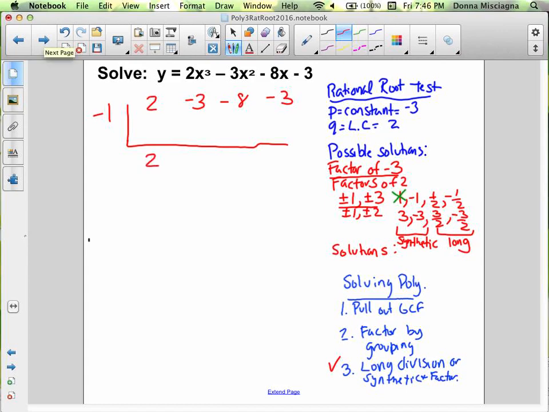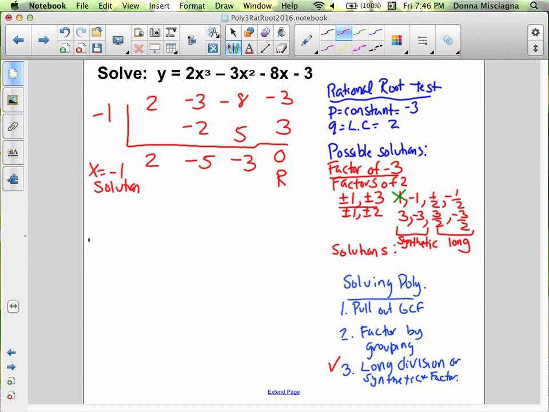All right, bring down the 2. 2 times -1 is -2. Add, we get -5. -5 times -1 is +5. Add, we get -3. -3 times -1 is 3, and that one worked. We've got one. That worked. That gave us a remainder of 0. Right, so that's our remainder. So if the remainder is 0, that means that x equals -1 is a solution.